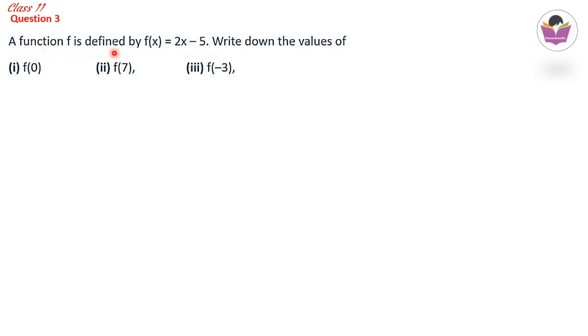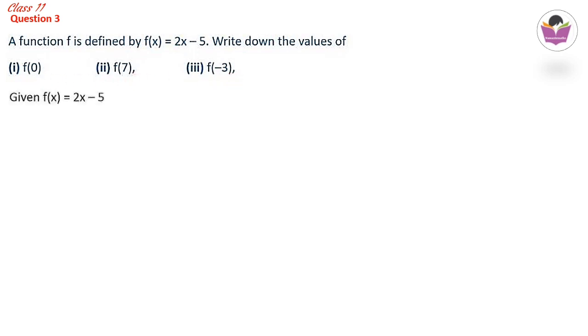Move on to the third question. A function f is defined by f of x is equal to 2x minus 5. Write down the values of f of 0, f of 7 and f of minus 3. Here there is a function which is given to us, f of x is equal to 2x minus 5. So here we are asked to find out the different values of the function.